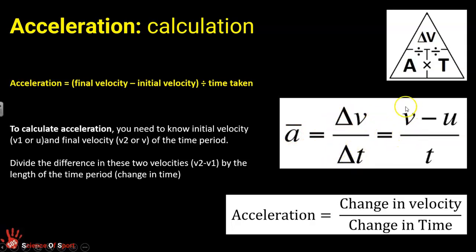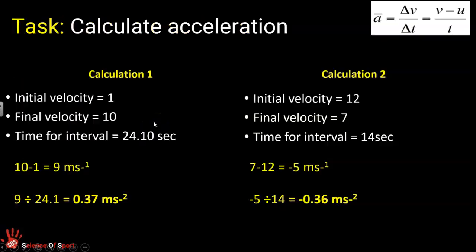And this is similar to writing v minus u over t. v means final velocity, minus u, the initial velocity, over the time it took. So again, acceleration is calculated by final velocity minus initial velocity over time taken. You'll need to do your own calculations and workings using your own numbers, your own sporting context examples. But here's a couple of worked examples to show you.